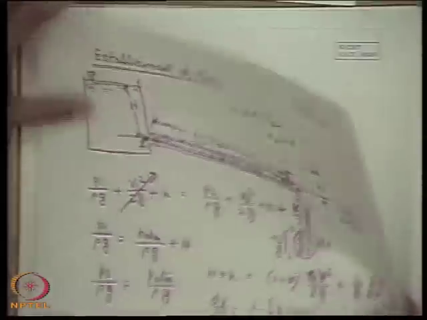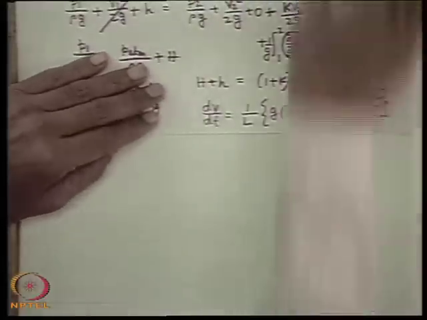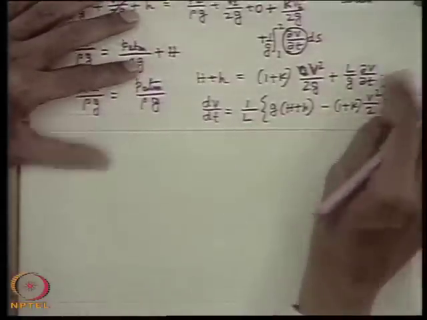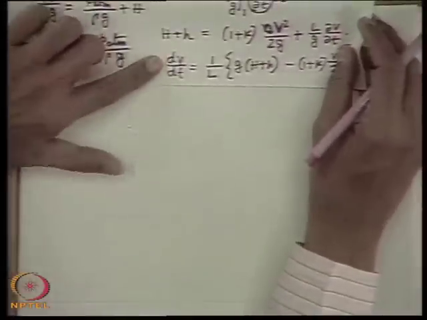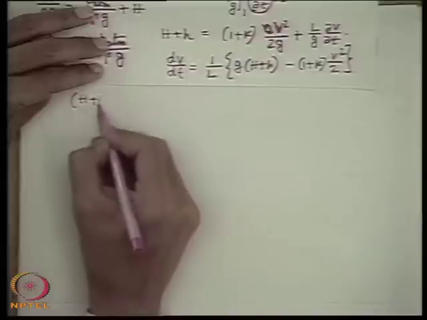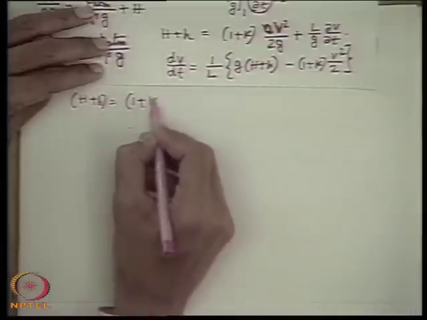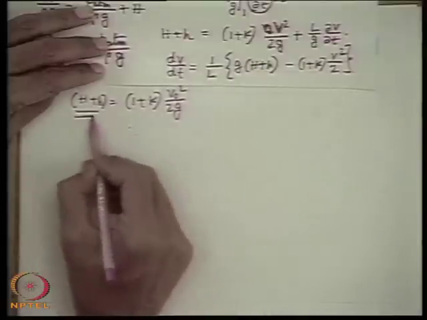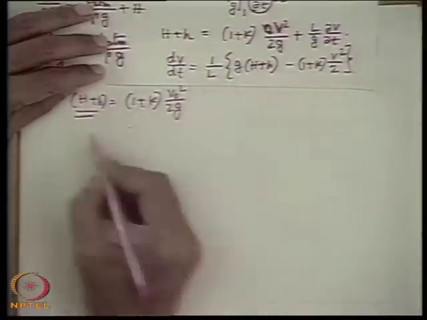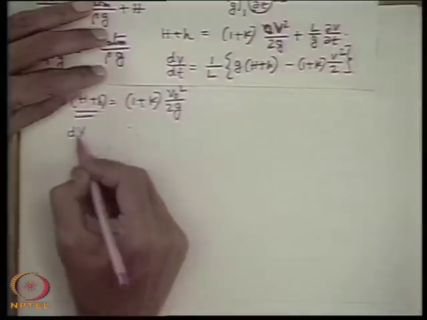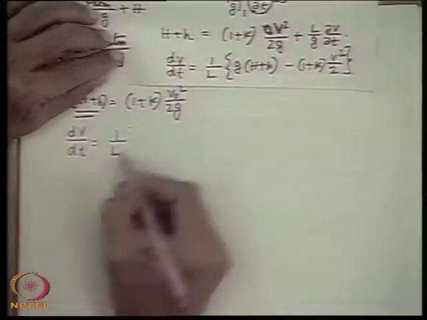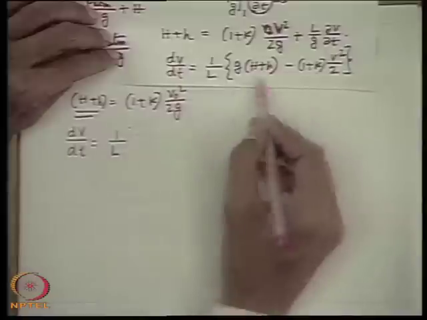So, now if we write side by side what we have got by the application of the steady state Bernoulli's equation, that (h plus H) is equal to (1 plus k) into V0 square by 2g, then if I replace this (h plus H) into g as (1 plus k) V0 square by 2, I get dV/dt is equal to 1 by L into (1 plus k) V0 square by 2g in terms of h plus H.